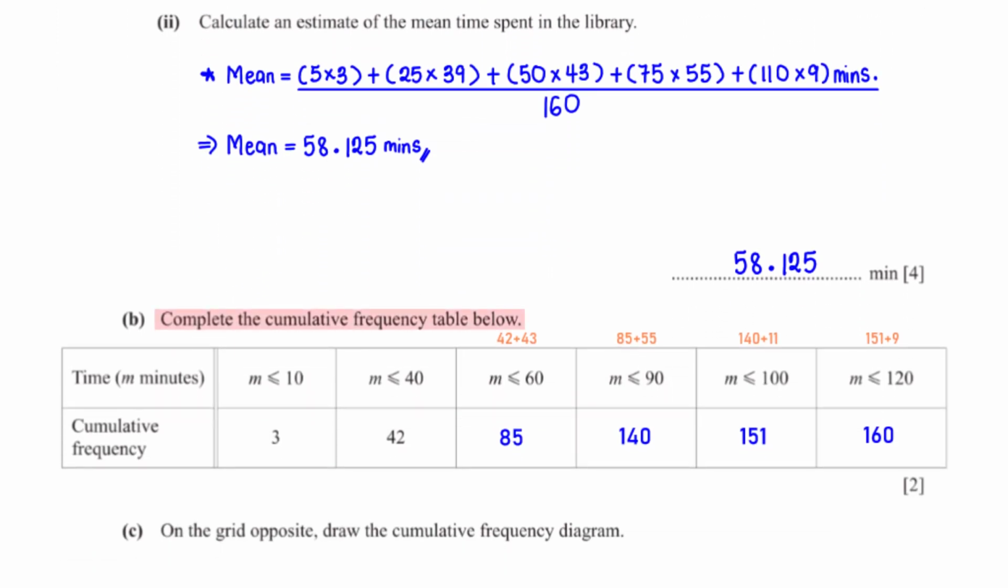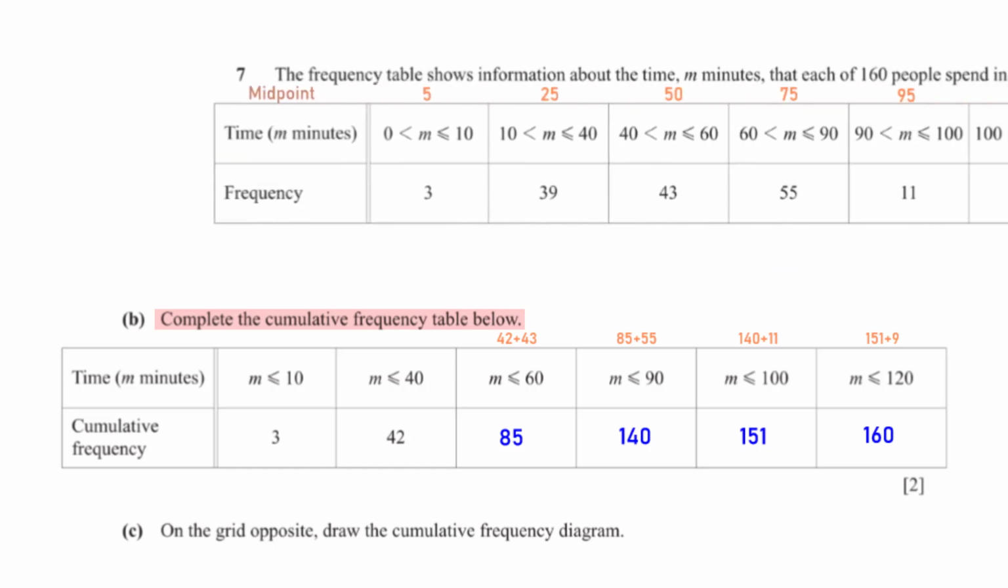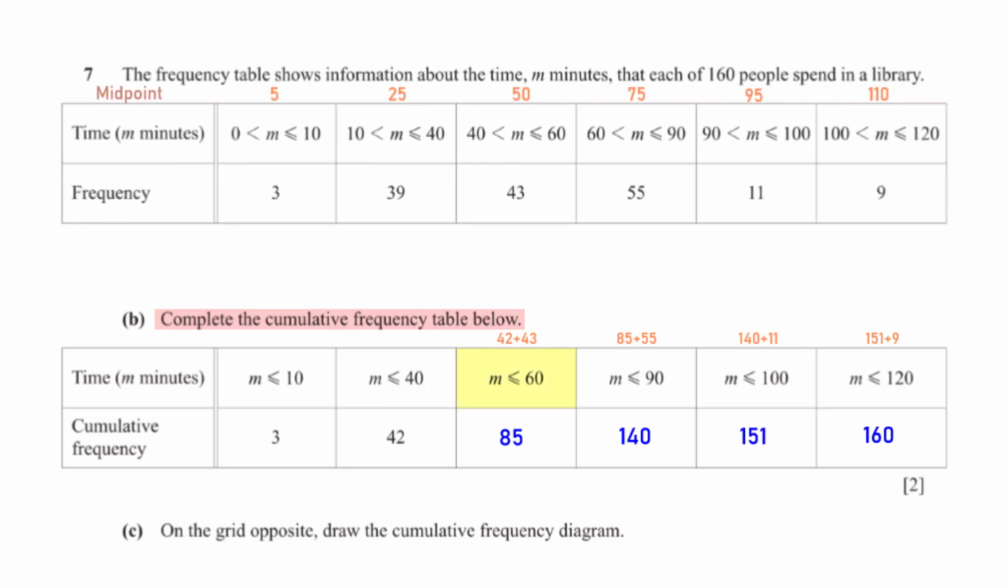Complete the cumulative frequency table below. For m is less than or equal to 60, the cumulative frequency is 3 plus 39, which is 42, plus 43, which is 85. For m is less than or equal to 90, the cumulative frequency is 85 plus 55, which is 140. For m is less than or equal to 100, the cumulative frequency is 140 plus 11, which is 151. For m is less than or equal to 120, the cumulative frequency is 151 plus 9, which is 160.